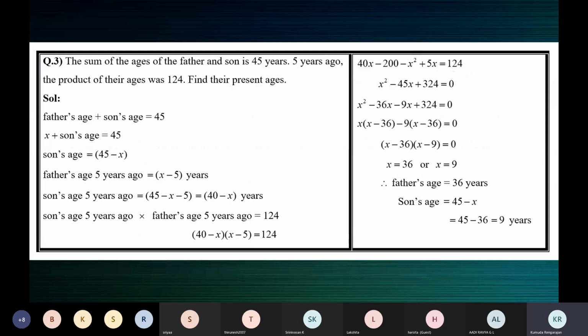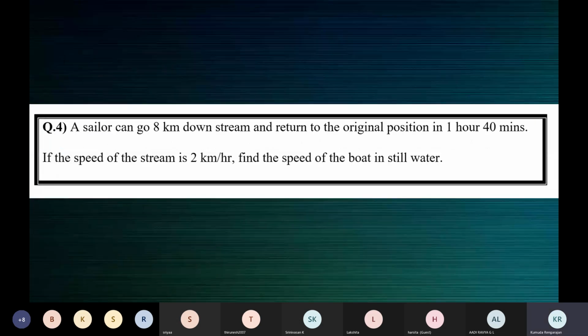Then I think we took up this sum in the last class. Read the question. Read the question for yourself. Now here there are speeds for two different things. What are they?